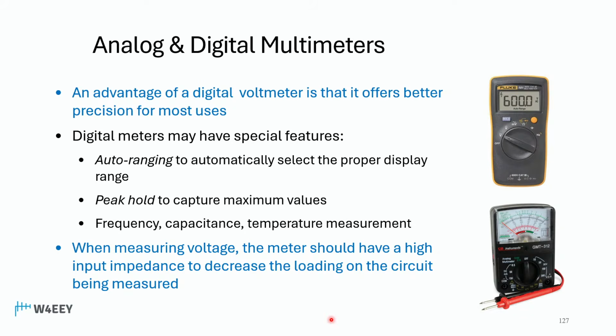When measuring voltage, the meter should have a high input impedance to decrease the loading on the circuit being measured. Now, anytime you connect a meter into an active circuit, some of the power from the circuit you're measuring is going to be absorbed by the meter, which could throw off the measurement or the function of the circuit. So that's the reason for desiring to have a high impedance meter.